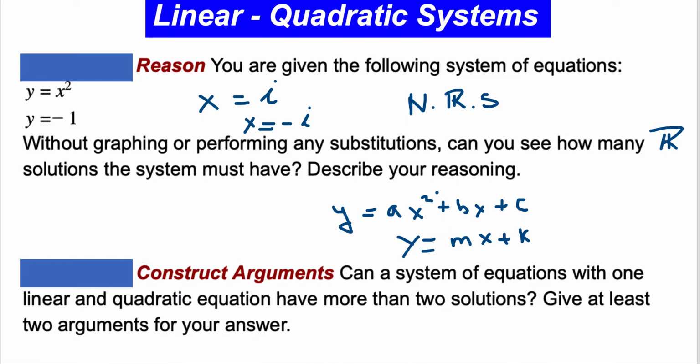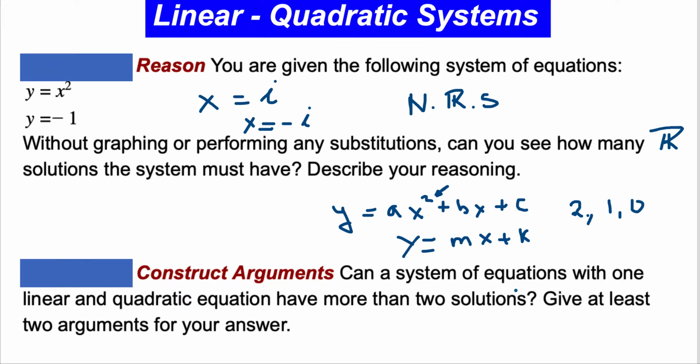And for a quadratic equation, the degree tells us the most solutions it can have: two solutions. At the most two real solutions, one real solution, or zero solutions. Therefore, it cannot have more than two solutions.